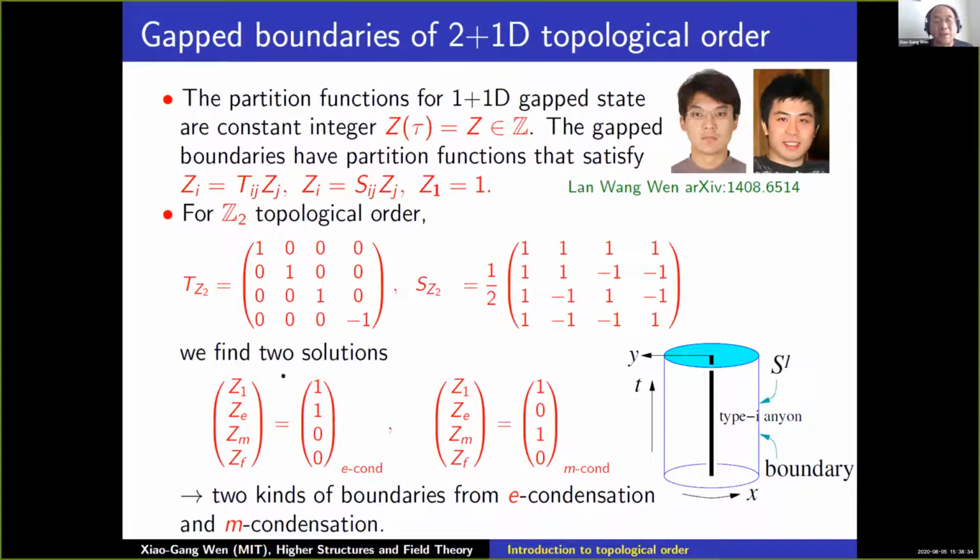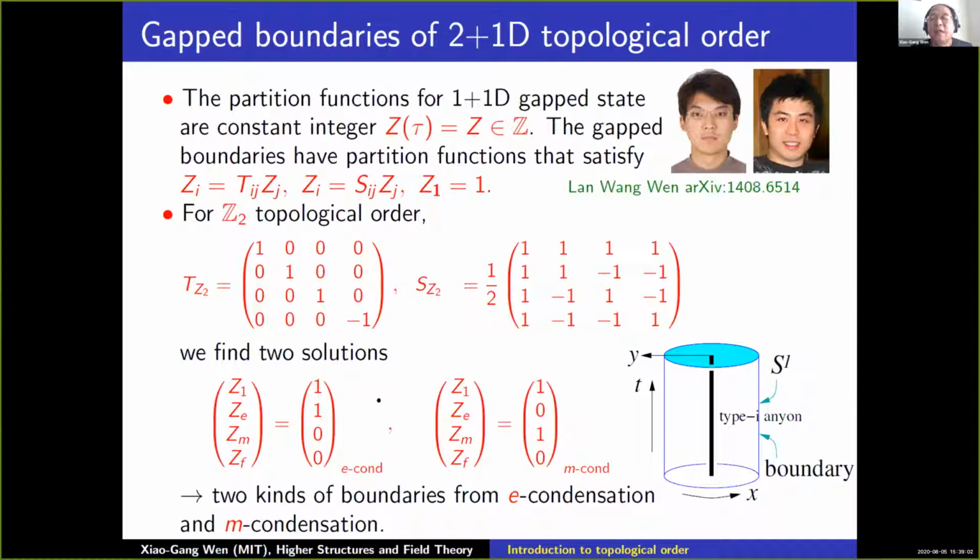And the first condition has an E condensation. Let me explain it a little bit. Why does it have an E condensation? Because this Z1 equals 1, it always equals 1. It means the partition function just means you have a ground state on the boundary. That ground state on the boundary is just 1. Partition function equal to 1 means you have a ground state with 0 energy.